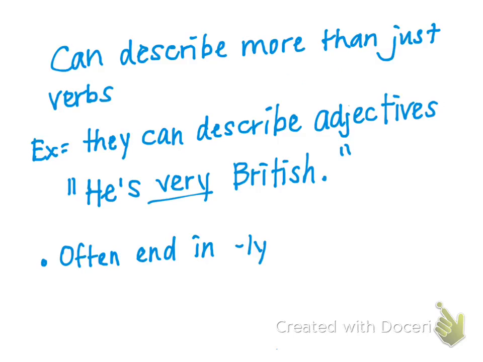Alright, so adverbs are kind of unique. They can describe more than just verbs. Adjectives only really describe nouns. But adverbs can describe other things. For example, they can describe adjectives, they can describe other adverbs, they describe verbs. So an example of this is he's very British. It's showing how British he is, right? Like maybe he has the accent and the mannerisms and he dresses like a Briton, as opposed to somebody who just has the accent and looks like an American and kind of acts like an American.